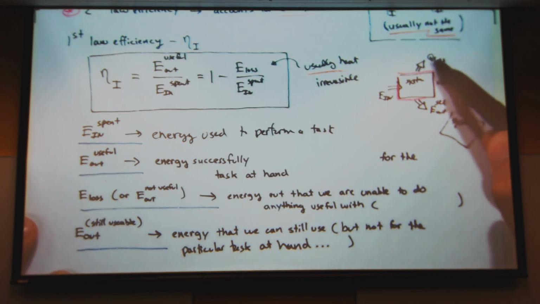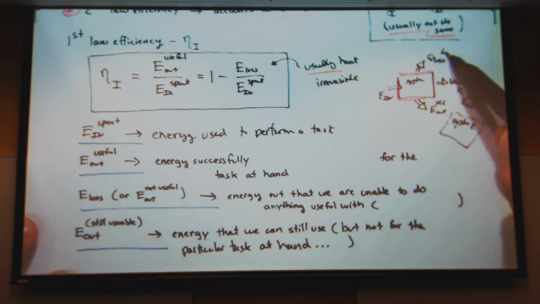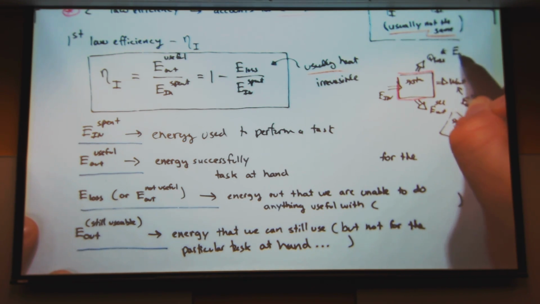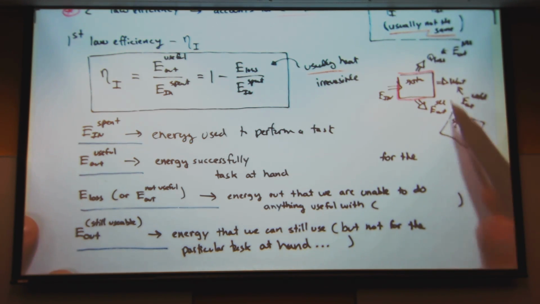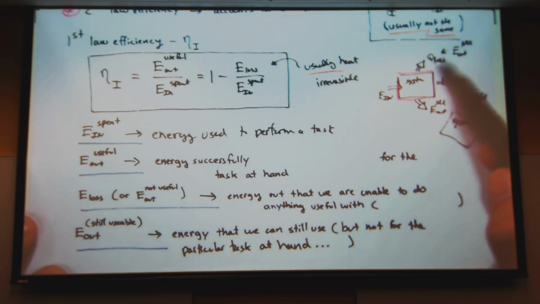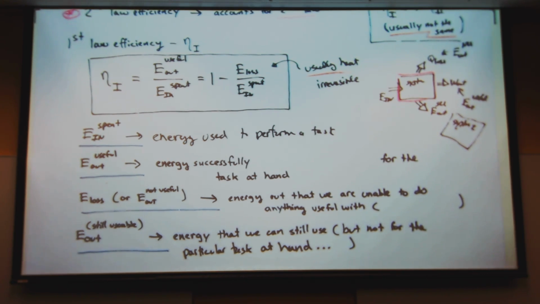Now this energy out loss, this Q loss, so this is my energy out, and I'll put NU for not useful. If I were to put a box up here for another system, there's no way I could use any of this to do anything. There's no way I could have that as an energy input for conversion. It's lost. There's no way, I can't. It's like in the ether of the universe, or however you want to describe it. It's lost.